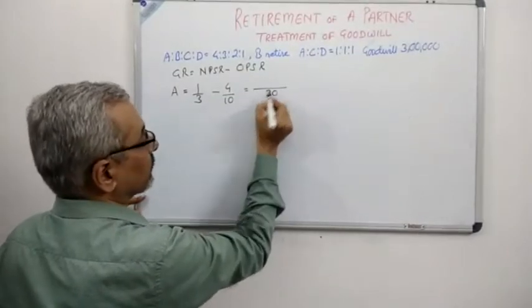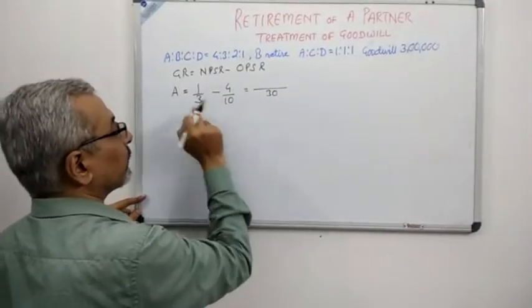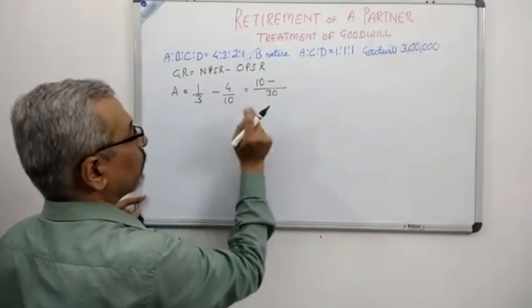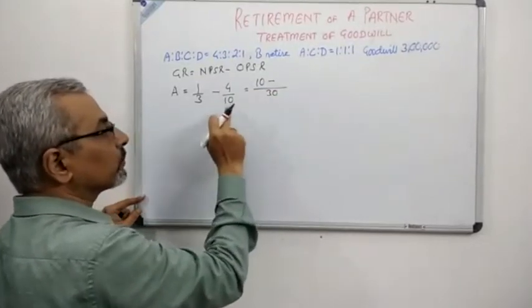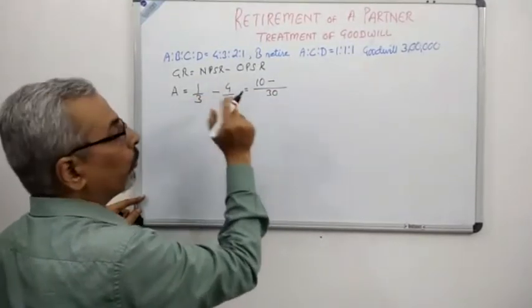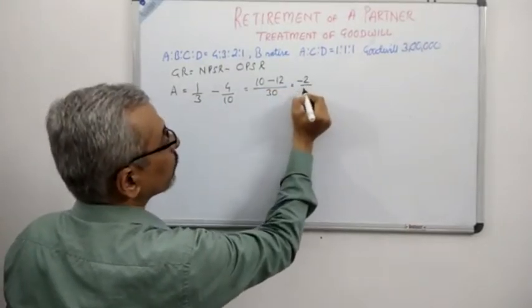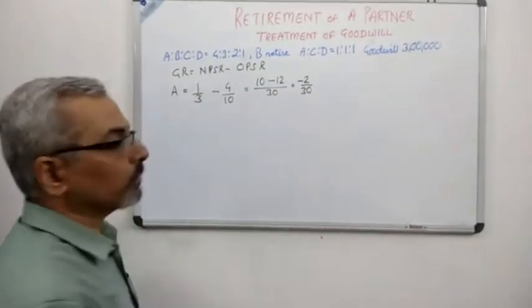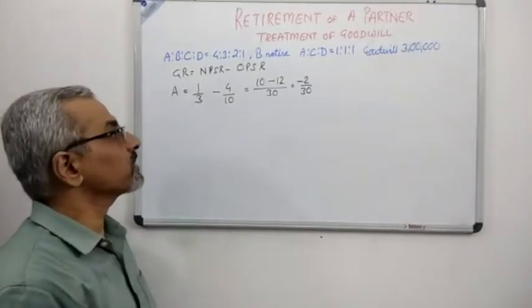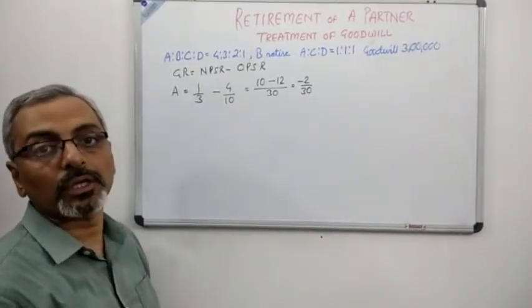That is 30. So 30 divided by 3 gives you 10. Now 30 divided by 10 gives you 3. 3 into 4 gives you minus 12. So over here you can see it's coming to minus 2 by 30. So in this case you can see A has also sacrificed but not gained.